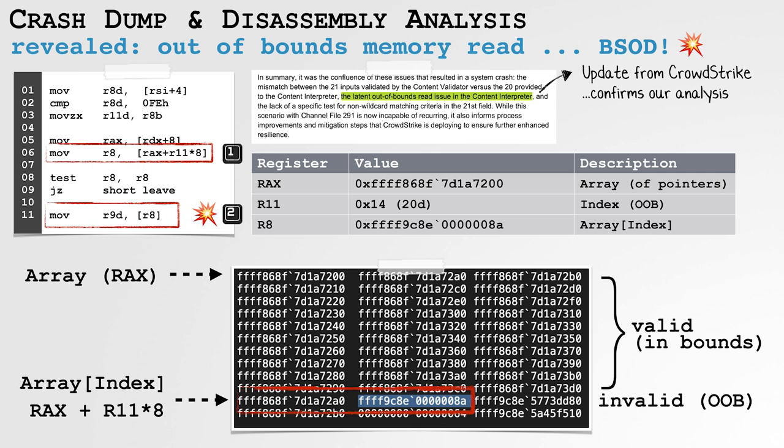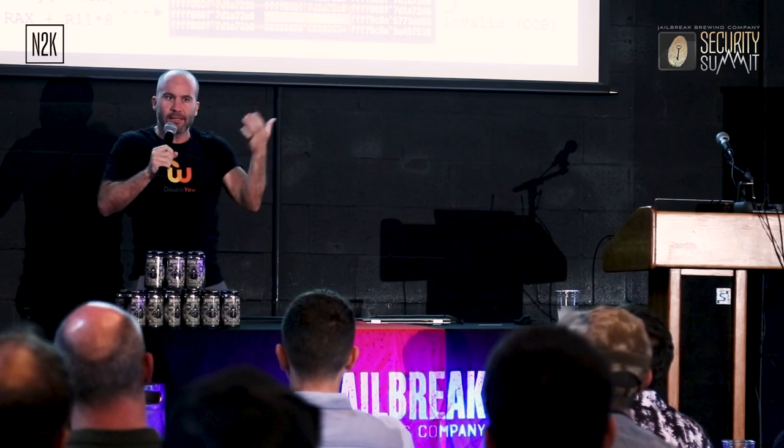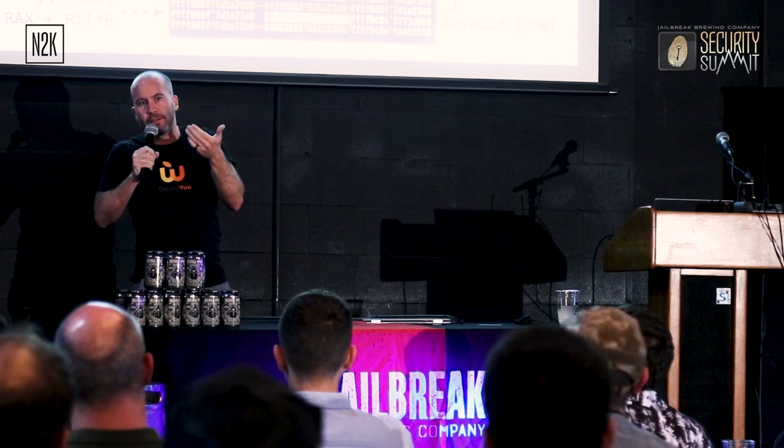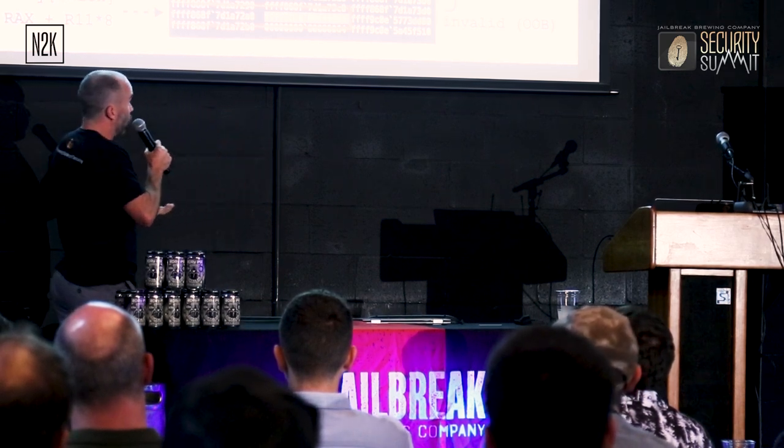And since we have some memory from the crash report as well, we can actually dump that array, and we can see that it appears to contain valid pointer values until we get to index 20, decimal, or 14 hex. And then immediately this one looks different than the rest, and if you recall from the crash report, this was the address that it tried to reference that was unmapped. And when you try to access unmapped memory in the kernel, you're going to cause a blue screen of death and a crash.